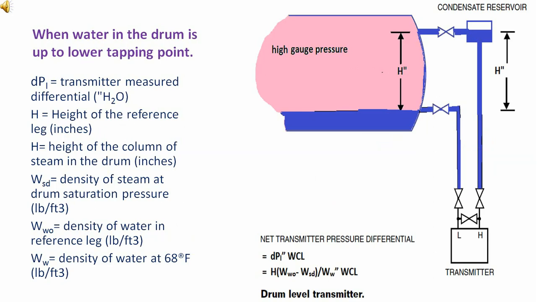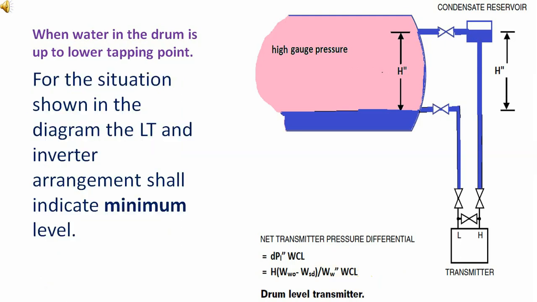When water in the drum is up to the lower tapping point, DP subscript L is the transmitter measured differential in water column level. And here is the formula for DP subscript L, which we are going to use for calculation of DP subscript L inch water column level. For the situation shown in the diagram, the LT and inverter arrangement shall indicate minimum level.